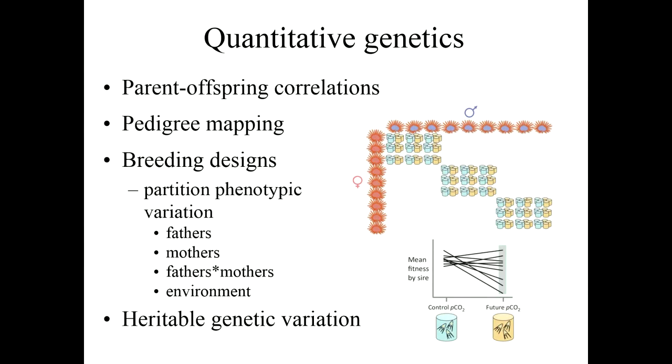And we can look at gene-by-environment interactions and see which fathers might not be able to do very well in a new environment, and which ones might perform just fine. These might be the ones that are going to provide the genes to do well in a high CO2 environment. And this sort of technique is particularly useful for broadcast spawners. So if you've got something like sea urchins, corals, things like that, where you can actually get the eggs and the sperm and you can mix them around, then this is potentially a really powerful technique, and I'll show you a couple of examples of that, at least towards the end.